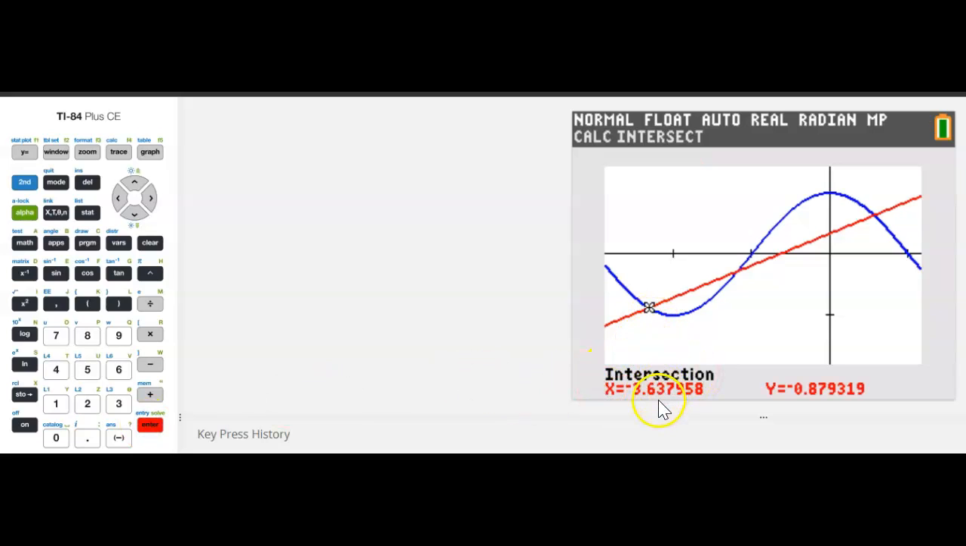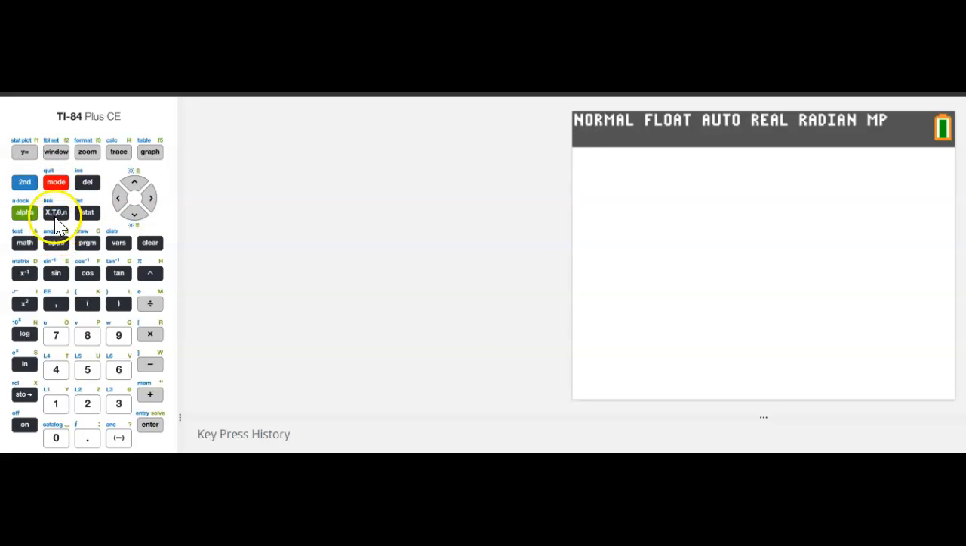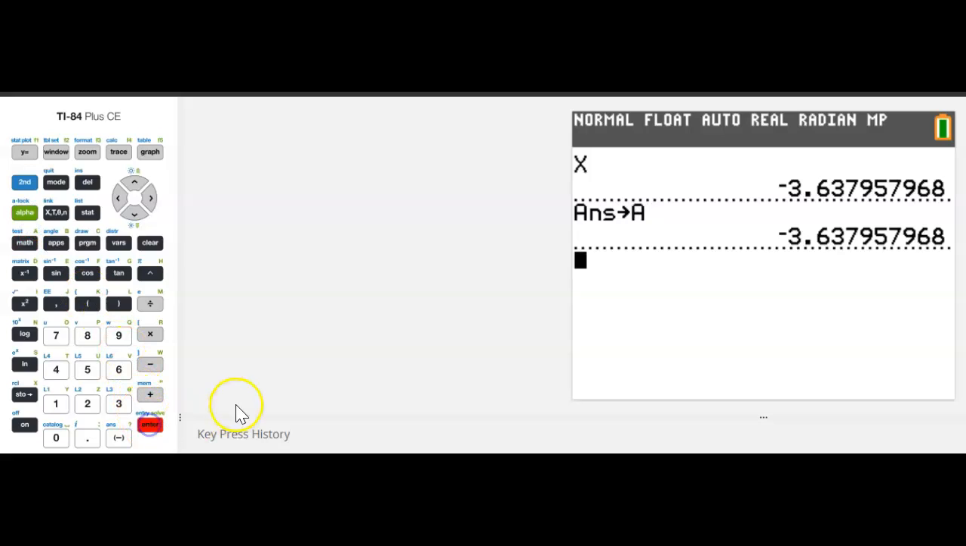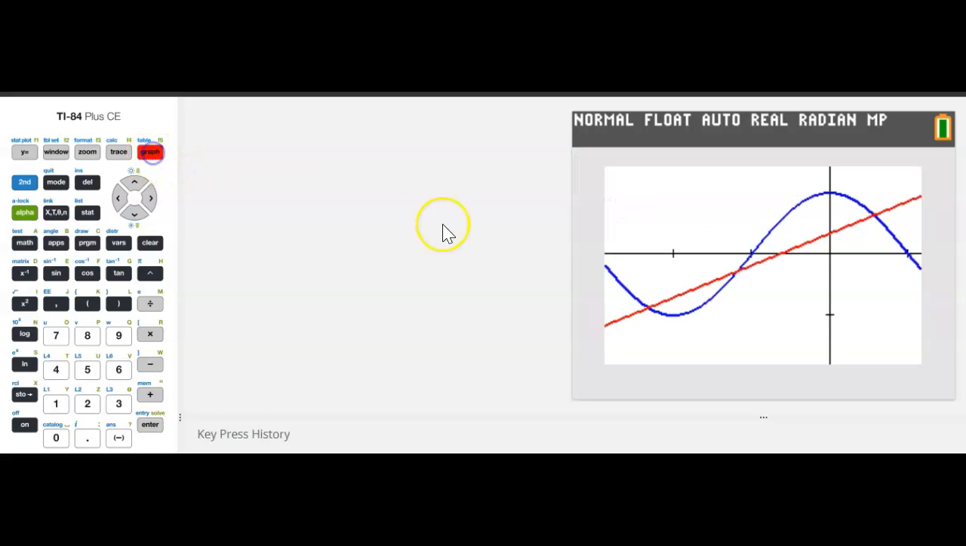So there's the x-coordinate of that intersection. Go to the home screen, hit second, quit, and when you hit X, enter, you'll see negative 3.638. Let's store it in alpha A. Hit enter. We have that first intersection point found. Hit the graph button. So we know what this spot is right here, and we stored it in A. That'll be the lower bound on the integral when we find the area of this region.